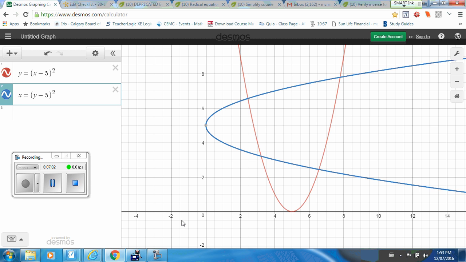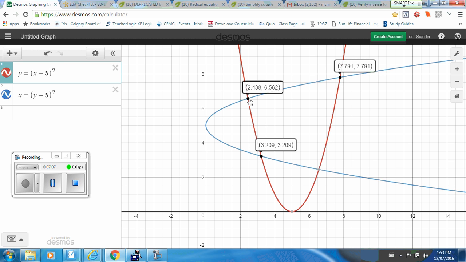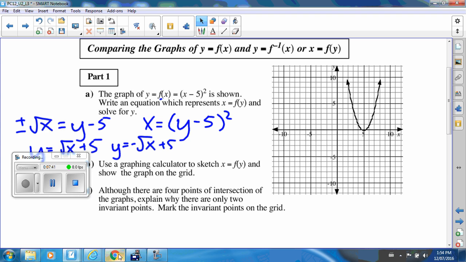Now, there's invariant points that are true invariant points, and then there's invariant points that actually aren't. So like these two are not actually invariant points because the values actually moved. This one that was 2.4, 6.5 became 6.5, 2.4. It just so happened another one moved back to the same place. This one that's 3.0209, 3.209 actually stayed exactly where it was. It's truly invariant. Does that make sense? Okay. So that's what they want us to show on here.